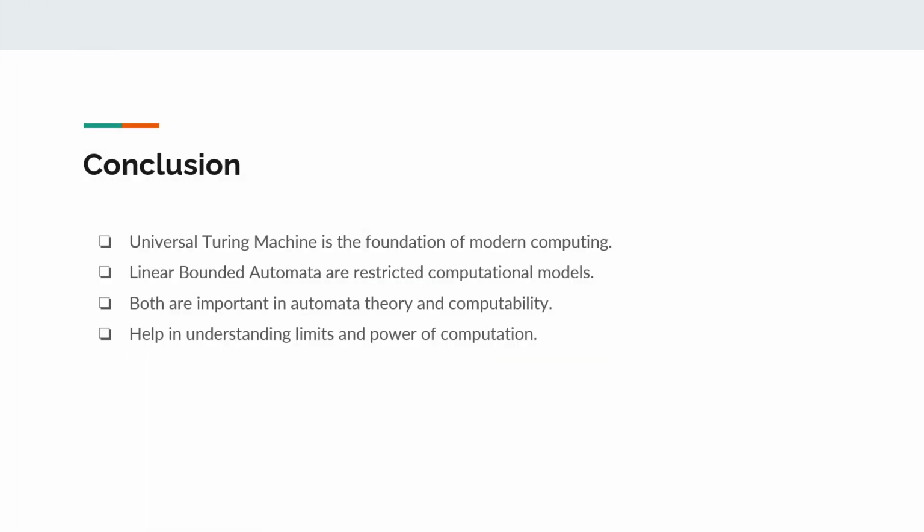To conclude, the universal Turing machine is the theoretical foundation of modern computers, while linear bounded automata are restricted computational models used mainly for context-sensitive languages. Both concepts are important for understanding the power and limitations of computation.